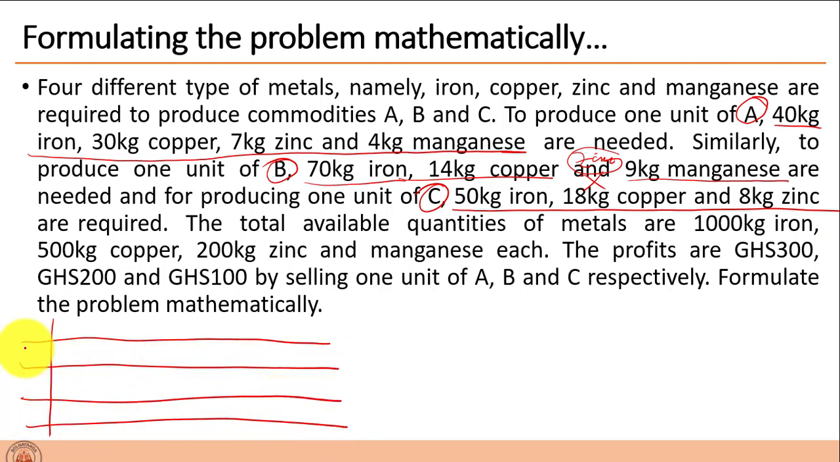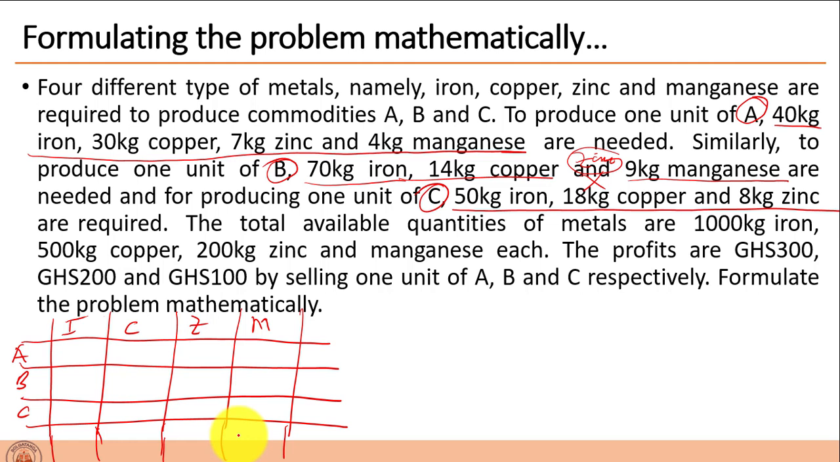I have three products, so I want to put the products here. Then I have the materials: I have the iron, the copper, the zinc, and the manganese. Now I will extend this a little because I want to write the available materials down there after I have finished. So let's look at A first.